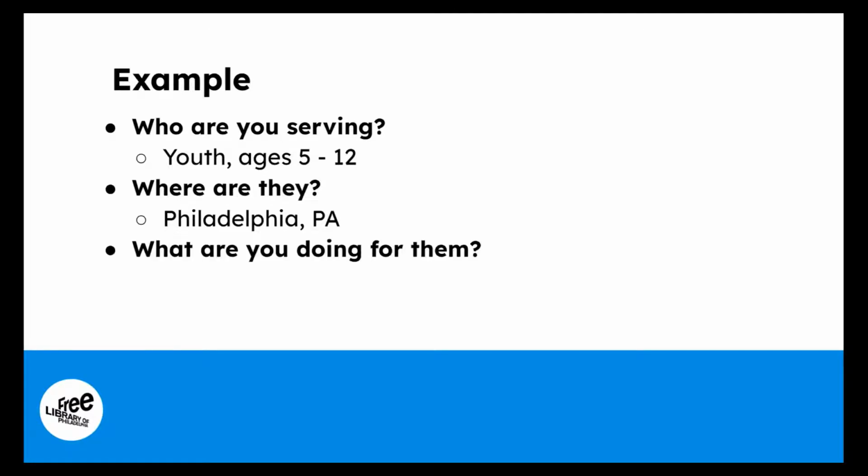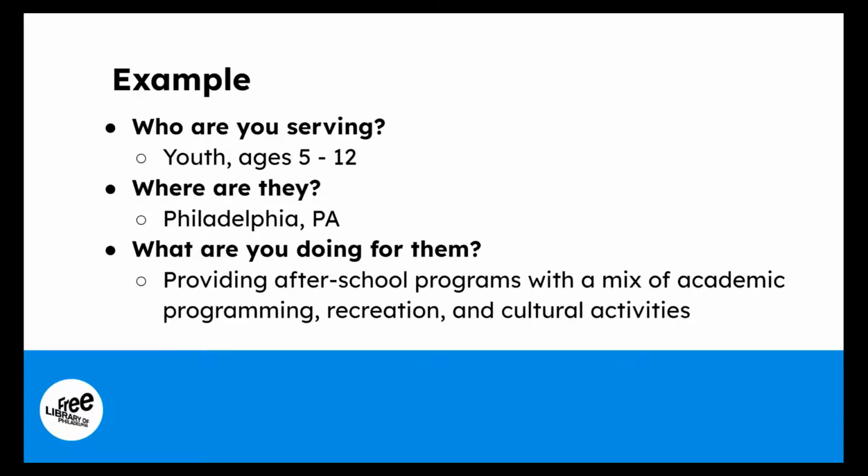For the question, what are you doing for them? It may be helpful to jot down a sentence or 2 or some bullet points. For example, our organization is providing after-school programs with a mix of academic programming, recreation, and cultural activities. Your organization may have one project or program you are looking to fund, or you may have several. It's helpful to answer these questions for each program or project.